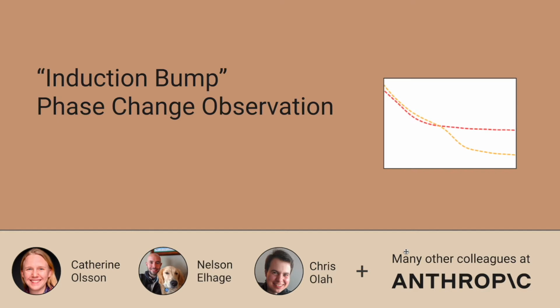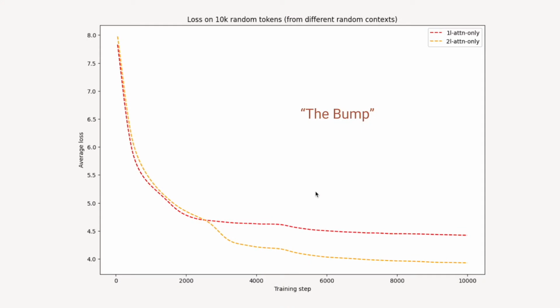So without further ado, I'm excited to introduce this phenomenon to you and explain what we understand about it so far. So here's the phenomenon. We call this the bump. I'm showing you two loss curves here from small transformer models.